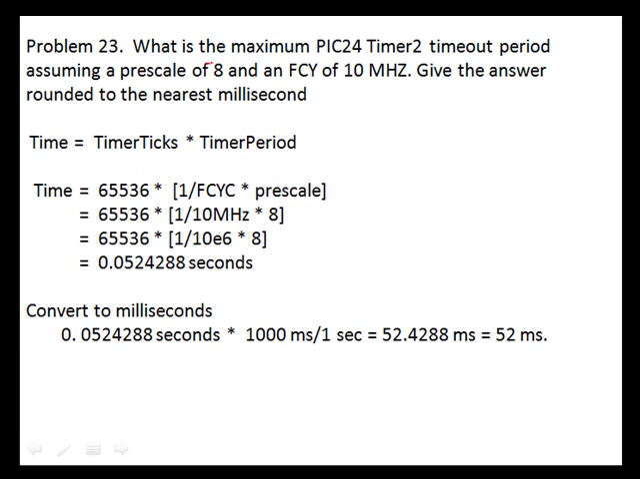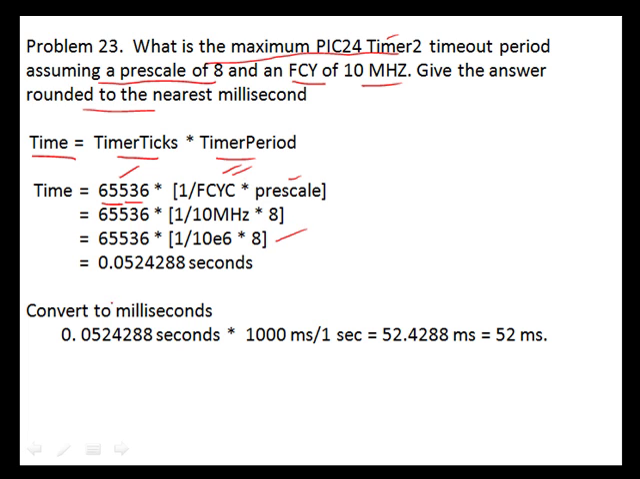Problem 23 asks, what is the maximum PIC24 timer 2 timeout period, assuming a prescale of 8 and an instruction cycle frequency of 10 megahertz? Give the answer rounded to the nearest millisecond. So we know that time is equal to timer ticks times timer period. So how many ticks is a timer timeout? Well, a PIC24 timer 2 is 16 bits, so the number of ticks is 2 to the 16th, or 65,536, times the timer period of 1 divided by the instruction cycle frequency times the prescale.